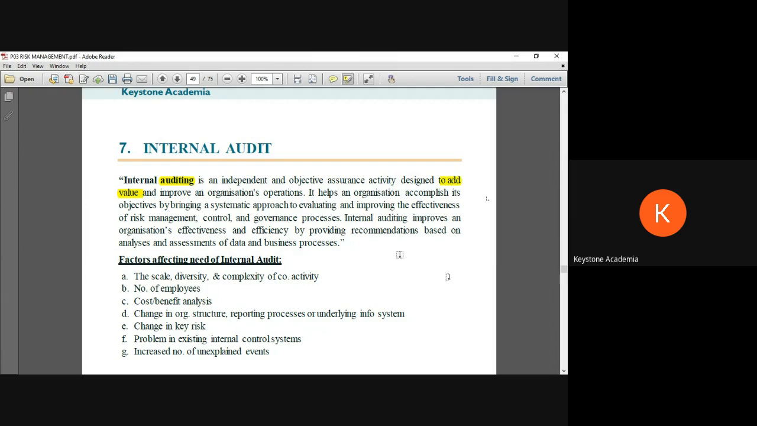And not only cross check, many times they provide recommendations also, based on analysis and assessment of data and business process, that this thing should be done, that thing should be done. And after the recommendation, they'll come back again and check whether it has been implemented or not. If not, then they have to explain why. Maybe because of the cost involved or maybe other issues.